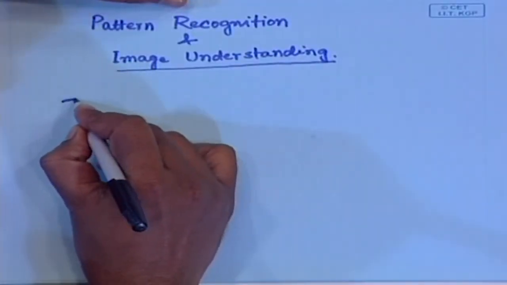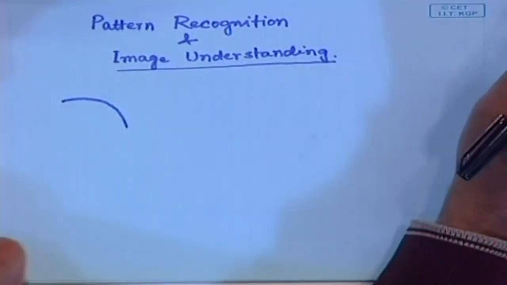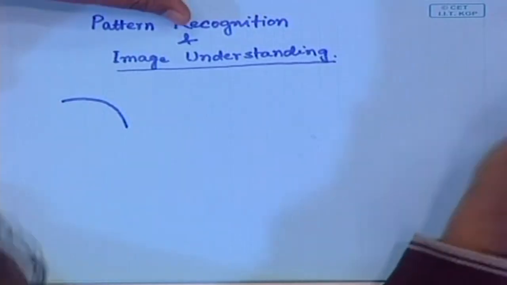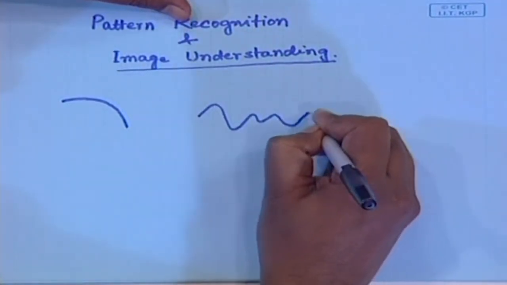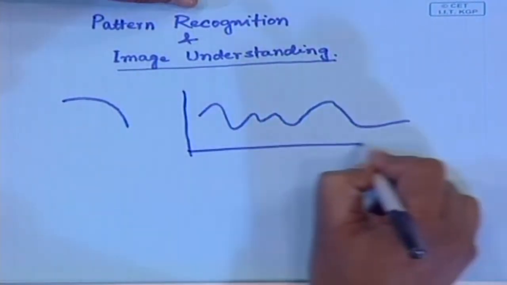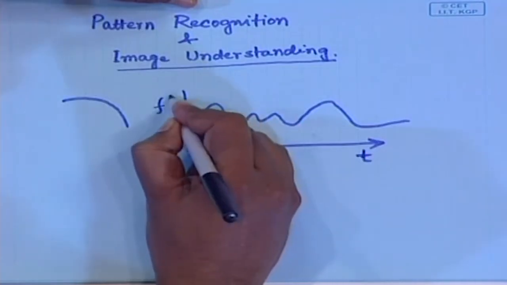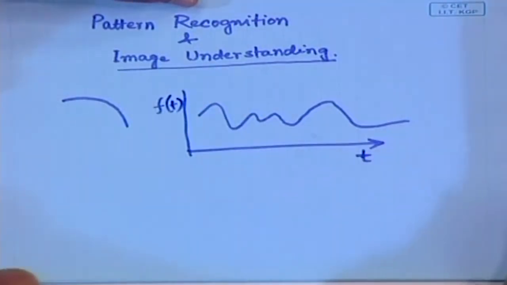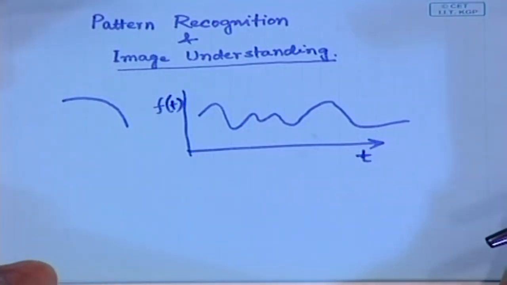Let us take a very simple example to start with. Suppose we have a circular arc, say something like this. So, this circular arc is also a pattern. Similarly, if I have some function, some variation of signal, you can say this is a signal which varies with time. So, I can say that it is a function f(t) which varies with time t. So, this is also a pattern.